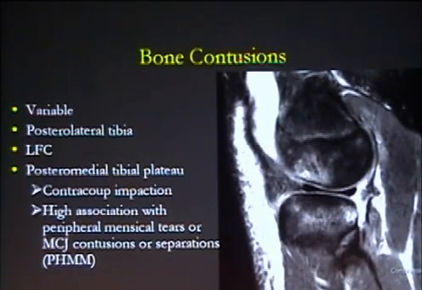Okay. The pattern of bone contusions you see with ACL injury can be variable. The ones that are relatively constant are the ones that occur on the posterolateral aspect of the tibia and on the lateral femoral condyle, and they occur in a relatively characteristic location. There's a third bone bruise that may occur, which is in the posteromedial tibial plateau. This is a contrecoup impaction injury. It's not always seen, but you see it a fair amount, and I'll show you an example of that. There is a high association between patients who have this type of posteromedial tibial bone bruise and an ACL tear with peripheral meniscal tears or meniscocapsular junction contusions or separations.